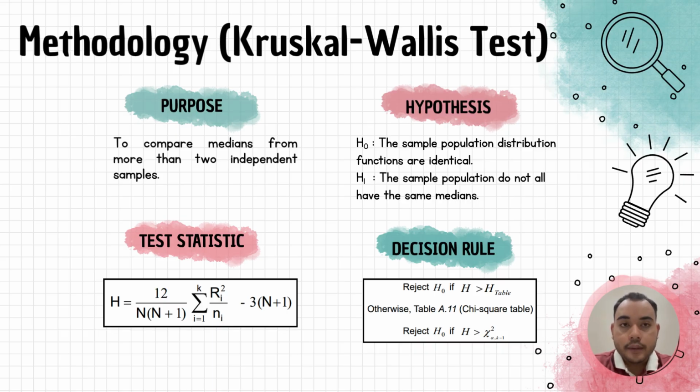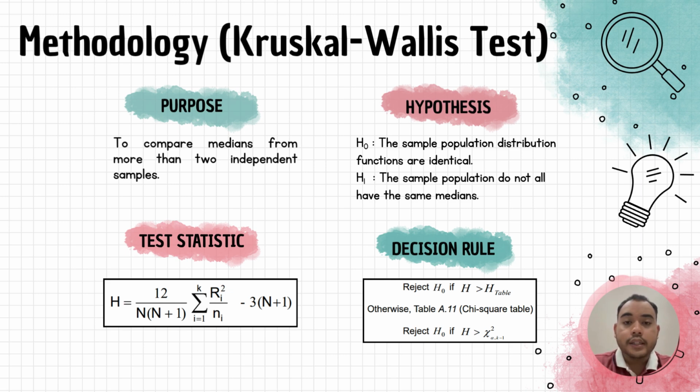For the test statistic, the Kruskal-Wallis test is represented by H. As shown in the formula, the statistic is calculated based on the ranks of the observations instead of the original data values, making it more robust for non-normally distributed data. Finally, the decision rule is straightforward. We reject the null hypothesis if the calculated H value is greater than the critical value from the chi-square table, or equivalently, if the p-value is less than the chosen significance level, which is commonly 0.05.